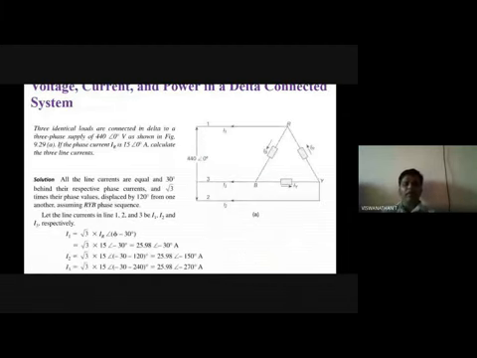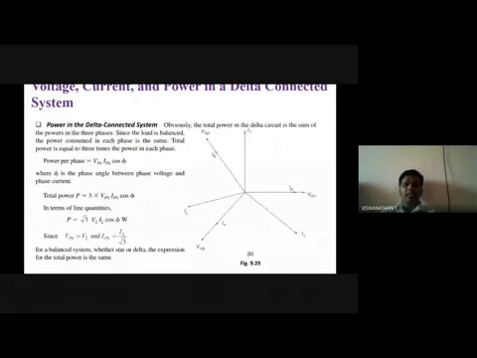So here they are giving one problem. Three ideal conducting loads are connected in delta. Some voltage is given, figure 9.29a. If the phase current is 15 at an angle, calculate the three line currents. So they are giving the phase current. You can directly calculate the line current by multiplying by root 3. Then you can draw the phasor diagram.